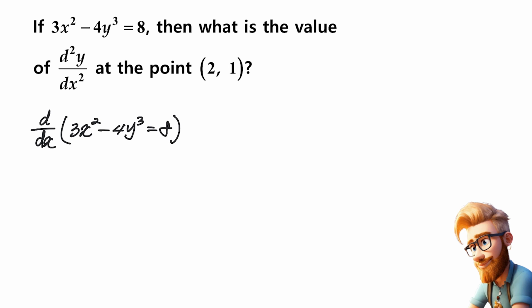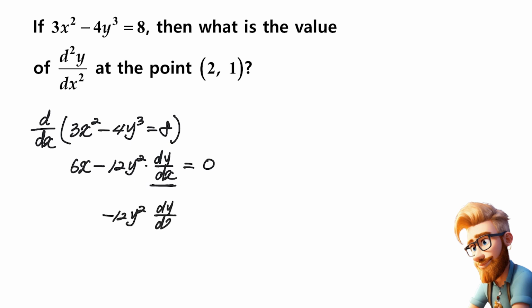So 3x squared, that's 6x, minus 4y cubed, that's 12y squared times the derivative of y, dy/dx, is equal to the derivative of 8, a constant, which is 0, right? Okay, so let's solve for the first derivative. Here, this is our first derivative. Negative 12y squared dy/dx is equal to negative 6x. So, negative cancels out.